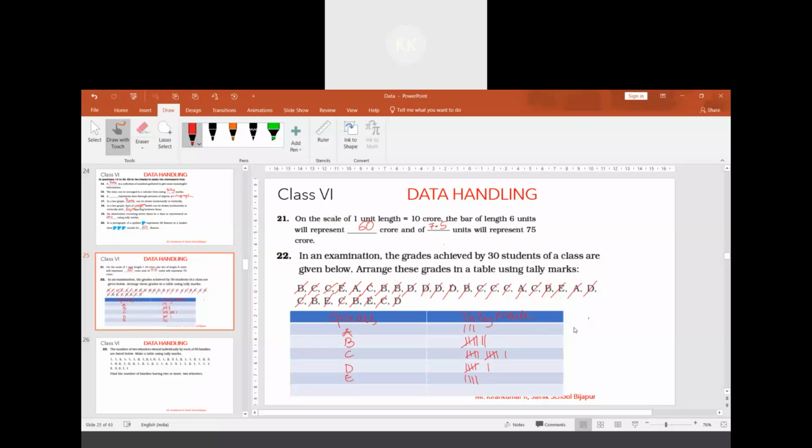Now we shall count the numbers. This is 3. This one is 7. This one has to be 11. Next is 6. Next is 4. Somewhere we have made a mistake. I am getting the total as 31. It has to be 30.